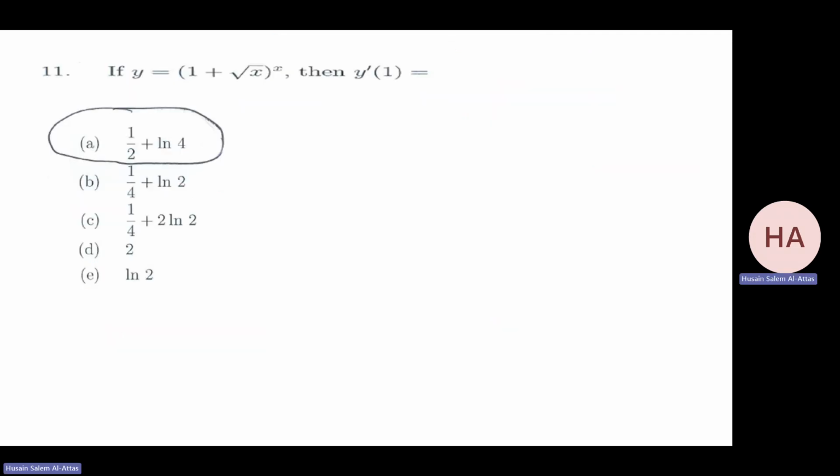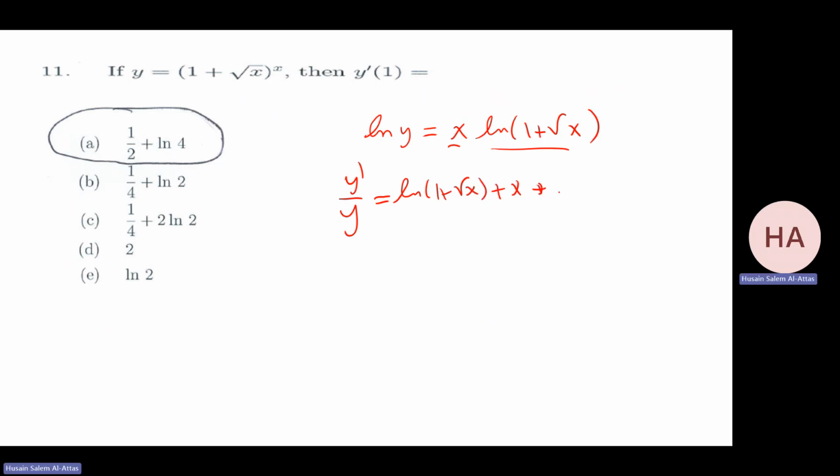Y equals 1 plus square root of x, to the power x. Take ln. So I have ln y equals x ln (1 plus square root of x). So y prime over y, product rule, derivative of the first, 1 times the second, plus x times the derivative of 1 plus square root of x over 1 plus square root of x. First, I know that y at 1 would be what? 1 plus 1 to the power 1, which is 2.